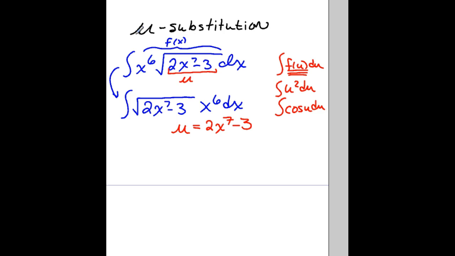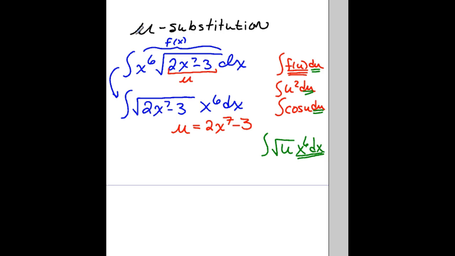Now, if I were to rewrite it over here in green, if I were to just leave it at that, I'd have the integral of the square root of u times x to the 6th dx. And that doesn't make any sense. What I need to do is to get this as du, because we have to have a variable match right there. I can't do it yet.